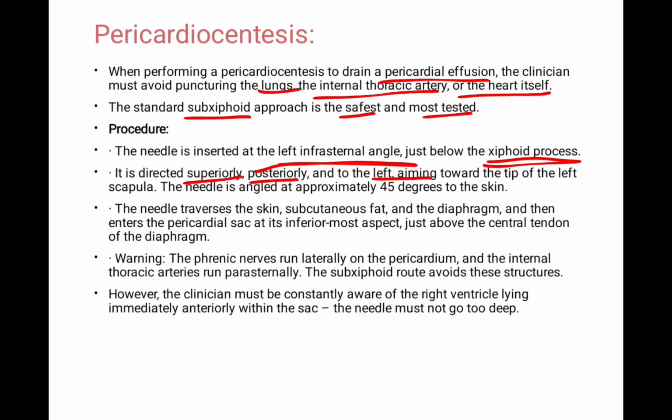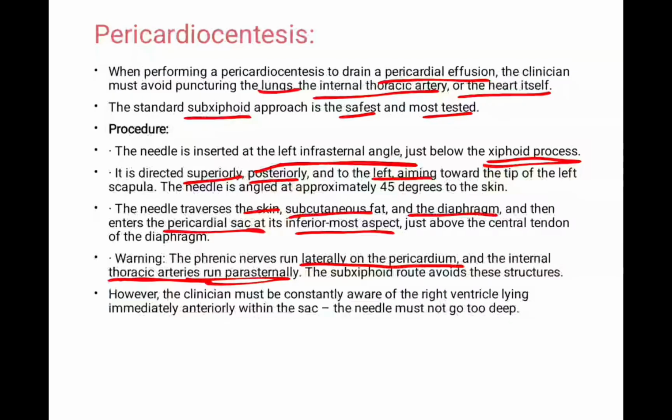Now the needle traverses the skin, subcutaneous fat, and diaphragm, as well as other structures, then enters the pericardial sac at its inferiormost aspect, just above the central tendon of the diaphragm. Now, warning: the phrenic nerve runs lateral to the pericardium, as well as the internal thoracic arteries. Like I said, the internal thoracic arteries are found side by side to the sternum, so they run parasternally.